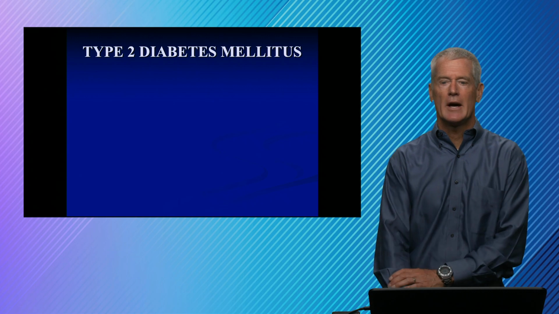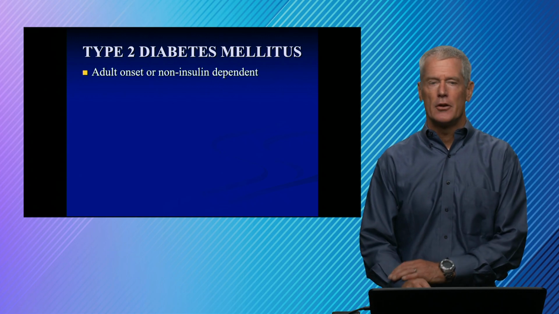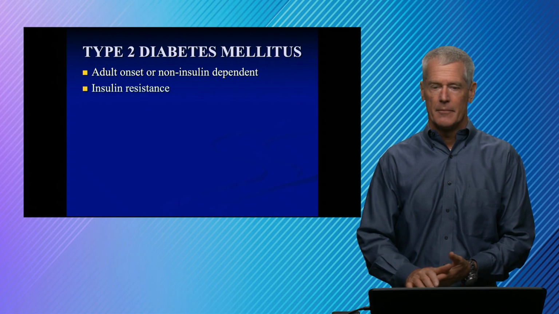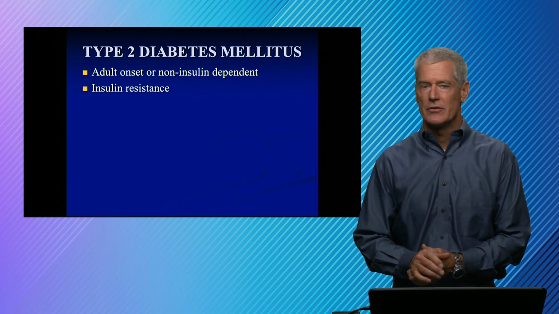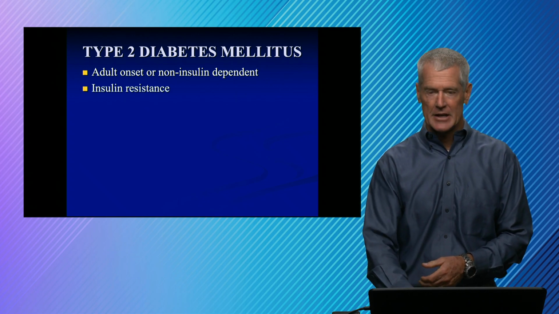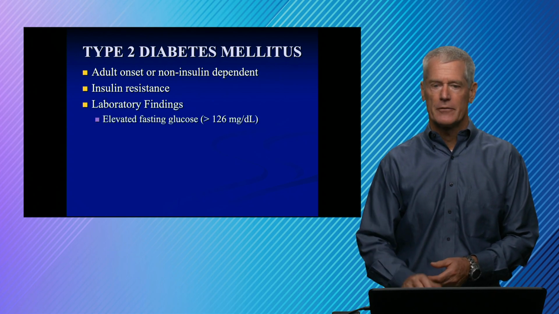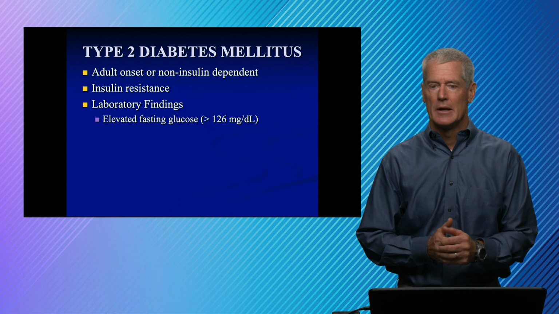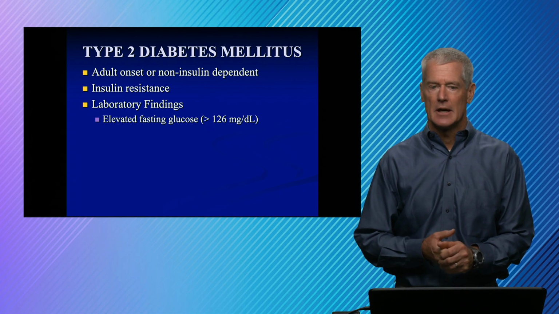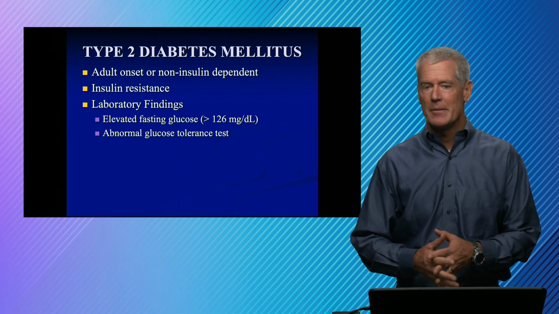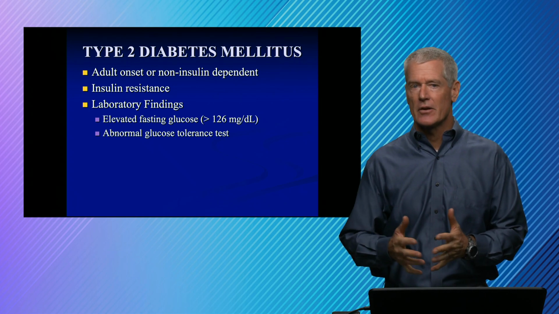So switching to type 2 diabetes, adult onset we call that, or non-insulin dependent. Really, it's an insulin resistance. Either they have fewer receptors, or the receptors are not as responsive. In laboratory findings, we use that same cut point, greater than 126, puts you in the diabetic realm. They'll have abnormal glucose tolerance tests if they're done.